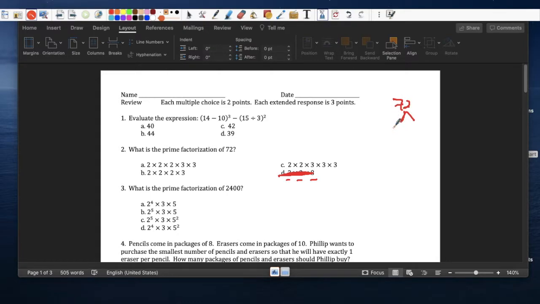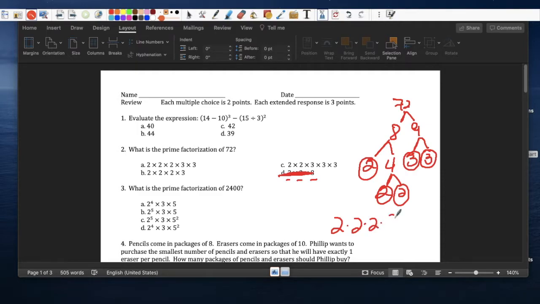So 72 is 8 and 9. 9 is 3 and 3. They're both prime numbers, so I circle and I circle. 8 is 2 and 4. 2 I circle. 4 I can break up into 2 and 2. Now I'm finished. So 72 is 2 times 2 times 2 times 3 times 3, right? There's three 2's and two 3's. Is there any of these that look the same as this? That would be that one, letter A.